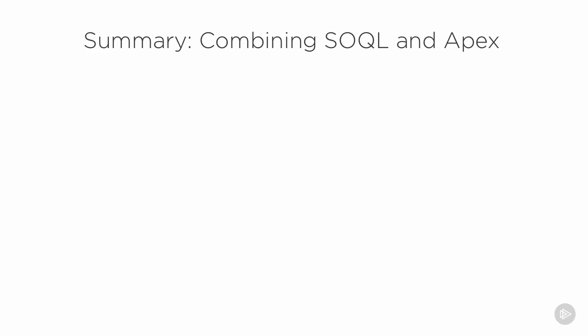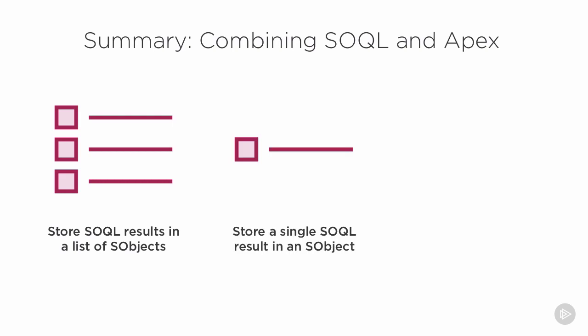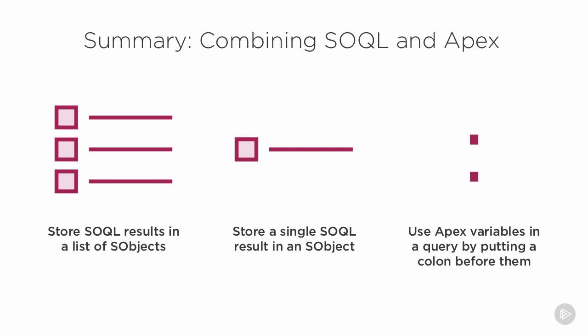So, those are the techniques you need to know for combining SOQL and Apex. To recap, there are 3 methods. First, you can store SOQL results in a list of SObjects. Second, you can store SOQL results in an SObject, as long as you're sure there's exactly one result. Third, you can use existing Apex variables inside your SOQL queries as long as you precede these variables with a colon. And that's that. Surprisingly easy if you ask me. You get a lot of power for just a little bit of additional knowledge.